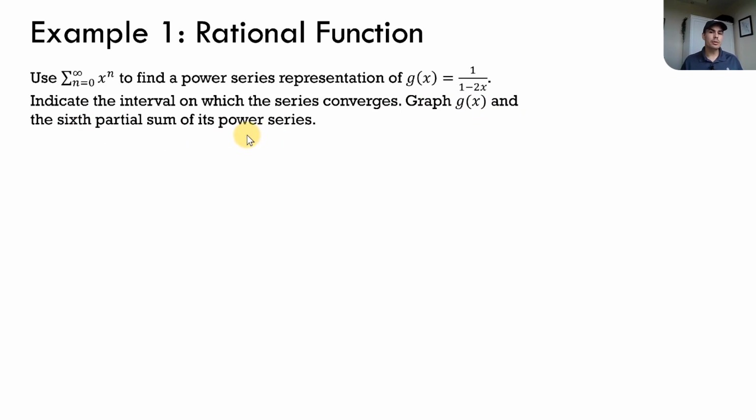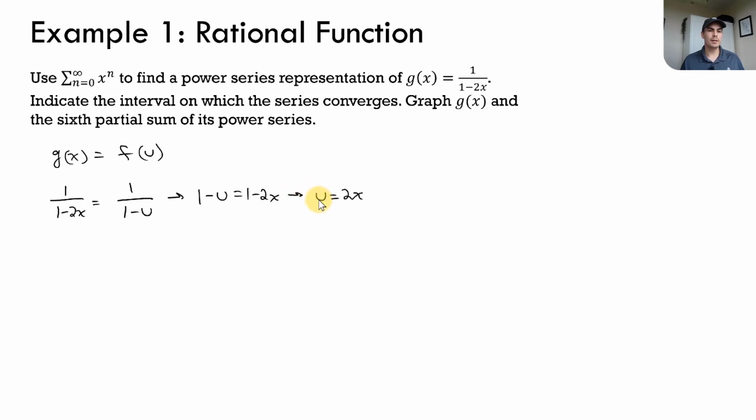So first thing we want to do here, I want to set g of x equal to f of u. So we're going to use some substitution here again. So g of x is going to be 1 over 1 minus 2x. F of u is just going to be 1 over 1 minus u. So if I set these equal to each other and solve for u, I would have 1 minus u is equal to 1 minus 2x, and that's going to give me u is equal to 2x. So g of x now is actually equal to f of 2x.